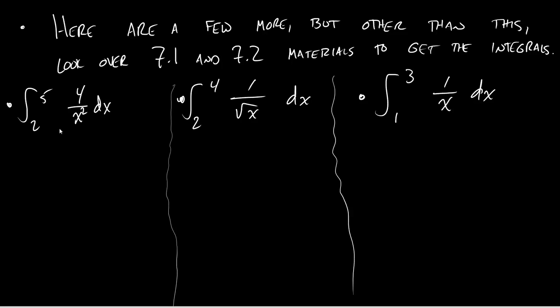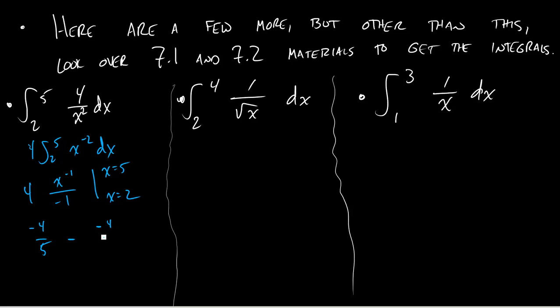If you had the integral from 2 to 5 of 4 over x squared, the way this would be done is you would have 4 times the integral from 2 to 5 of x to the negative 2 dx. That'll be 4 times x to the negative 1 over negative 1, from x equals 2 to x equals 5. You plug in x equals 5 and you'll get negative 4 over 5. If you do that in your calculator, plug in x equals 2 and you'll get negative 4 over 2. So we'll have negative 0.8 plus 2, which is 1.2.